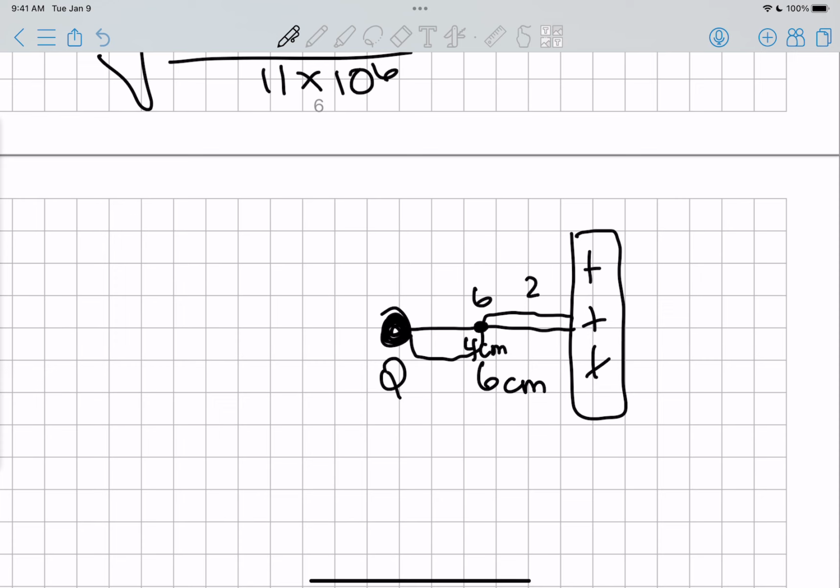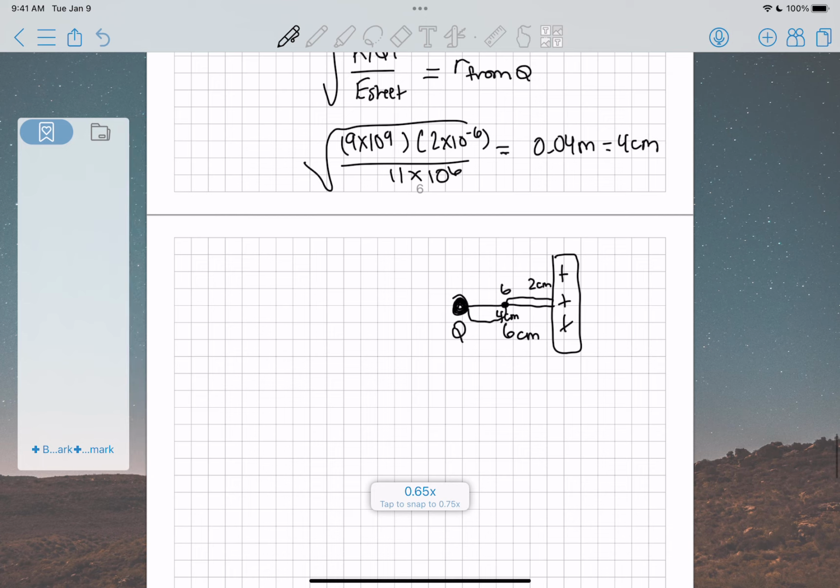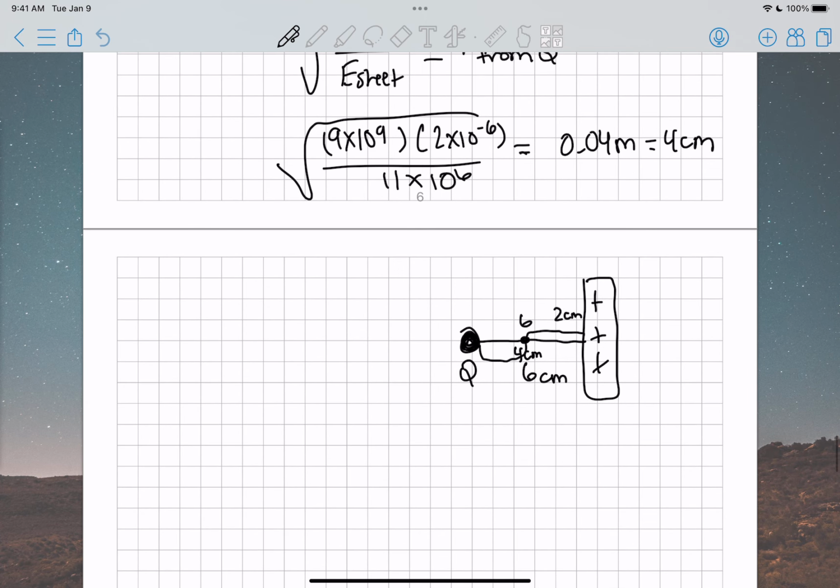2 centimeters, exactly. So it'd just be 2 plus 4 right there, or 6 centimeters minus 4 centimeters, that gives you 2 centimeters away from the sheet. So that's the R that you're looking for, actually, right?